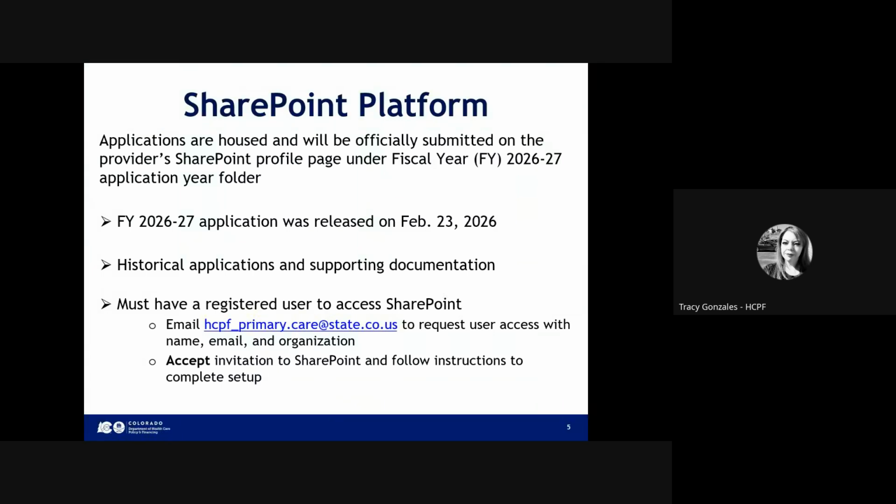Application submission is done through SharePoint, which is an external sharing site. Each agency has their own SharePoint profile page and must have registered users to access them. The application was released on February 23rd, and it can be found in the folder labeled 2026-27. Now, SharePoint also houses all of your historical applications and supporting documentation.